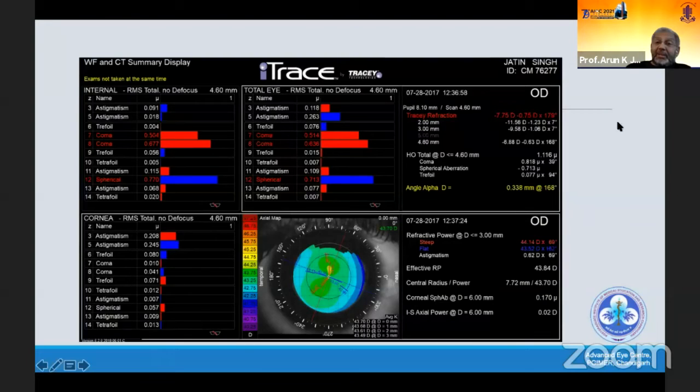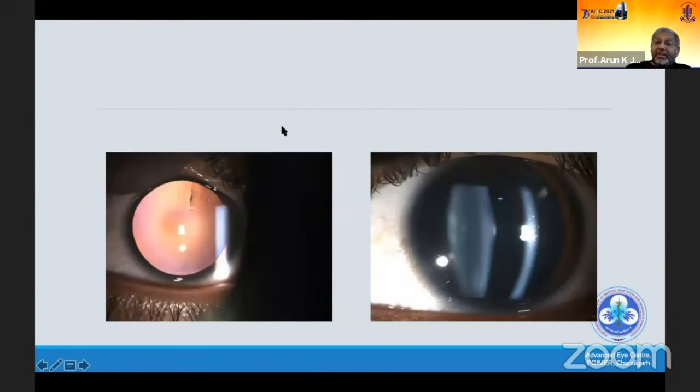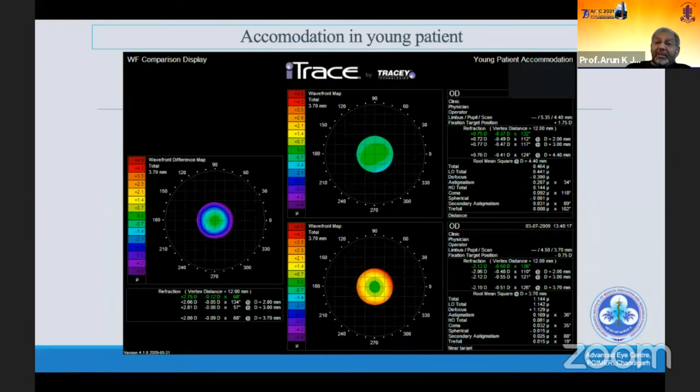And when we went back to the slit lamp examination, you see the patient has a lenticonus with minimal opacity. So the main cause of his bad vision is lenticonus leading to coma and spherical aberration. And now coming to the measurement of accommodation in this patient, we have this available in the iTrace.